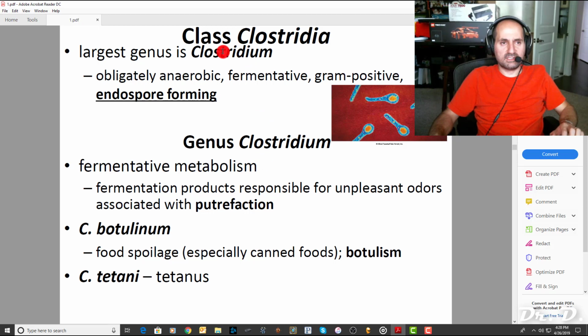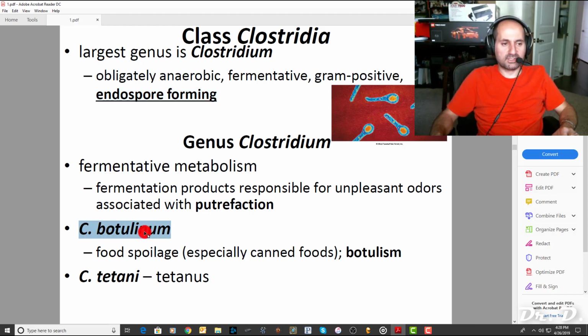With regard to Clostridia, what do I want to know about the genus Clostridium? I want to know that these are endospore formers. This is quite important to understand. Only two genera of bacteria can form endospores. Remember, Clostridium and Bacillus. You should know that.